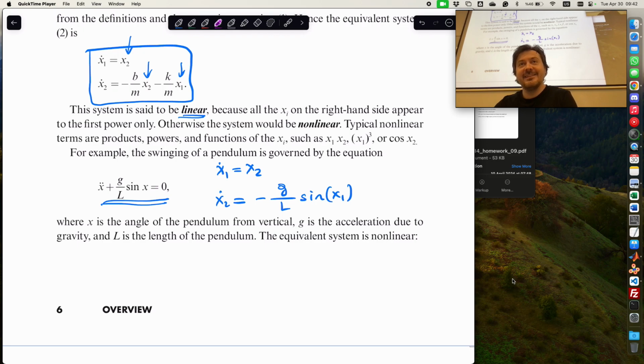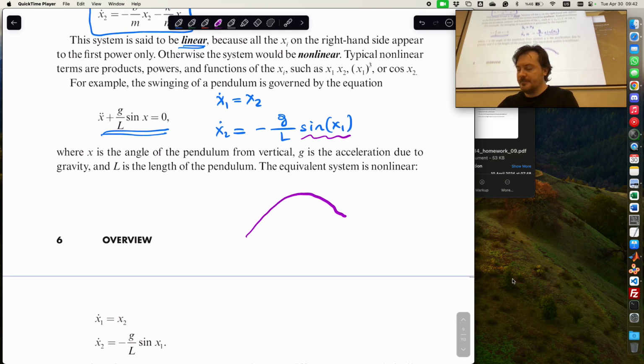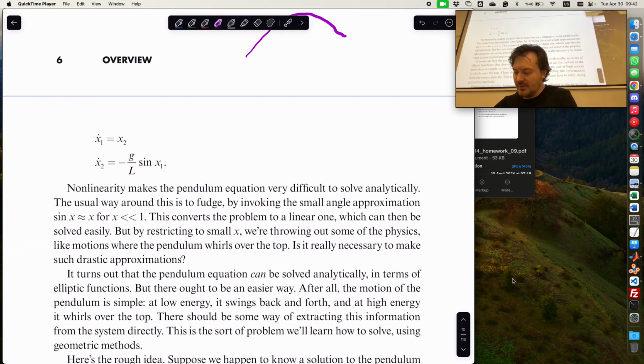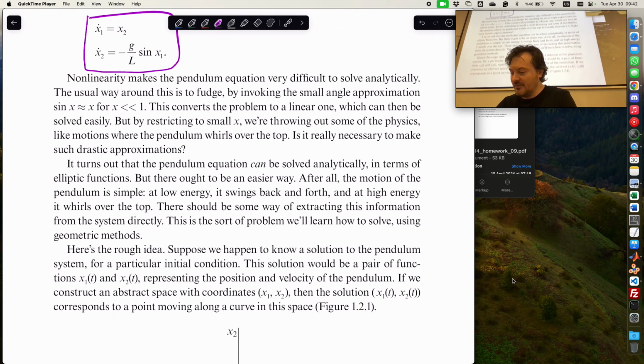Yes? Because of the sine term. Sine function is nonlinear, right? It starts linearly, but then it bends. Here it is. This will happen very often, that whatever I want to write is on the next page.